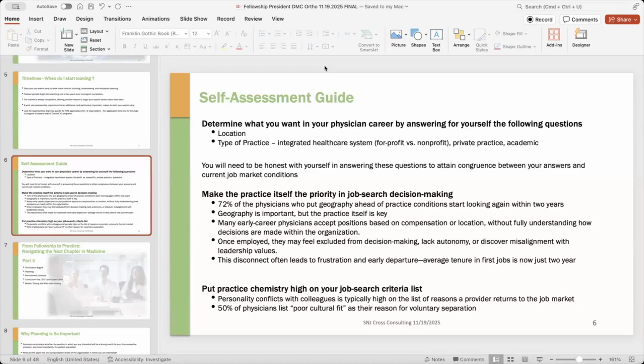I hear a lot of physicians say, well, it's not about the money, but at the end of the day, nobody works for free. So just be honest with yourself. You want to be happy as well as earning a good income. Make the practice decision itself the priority in your job search decision making.